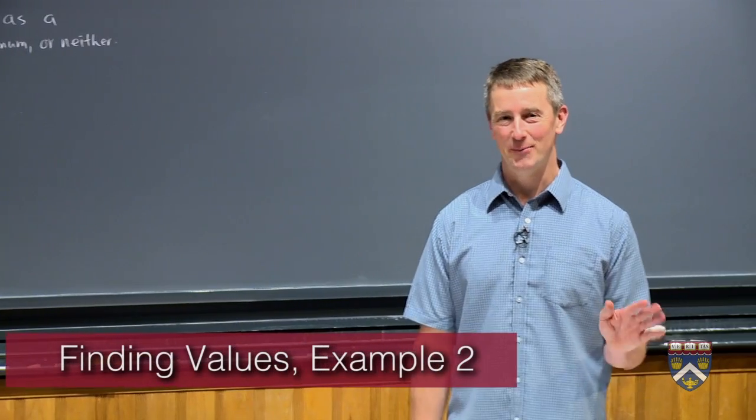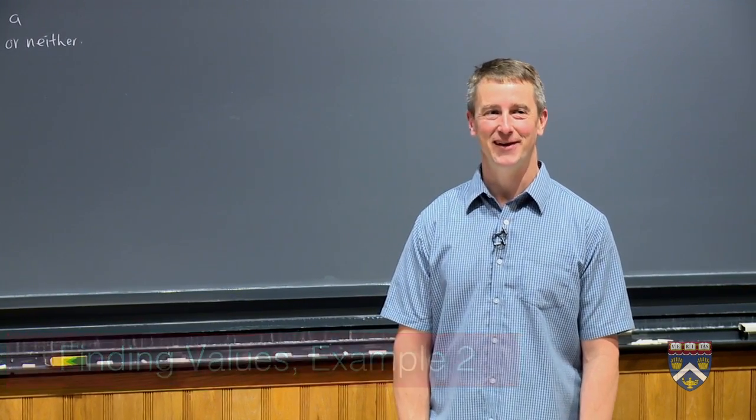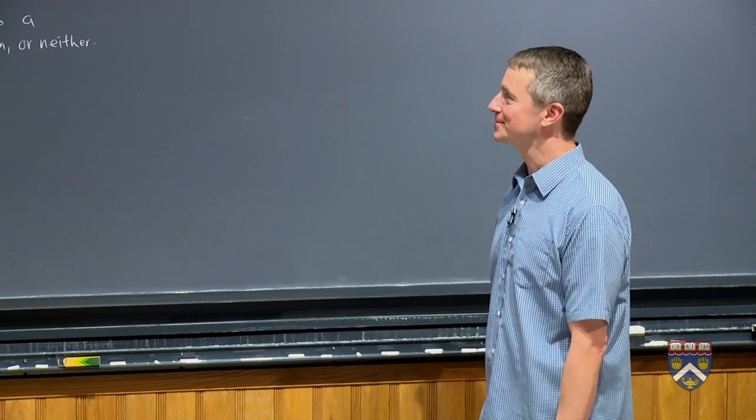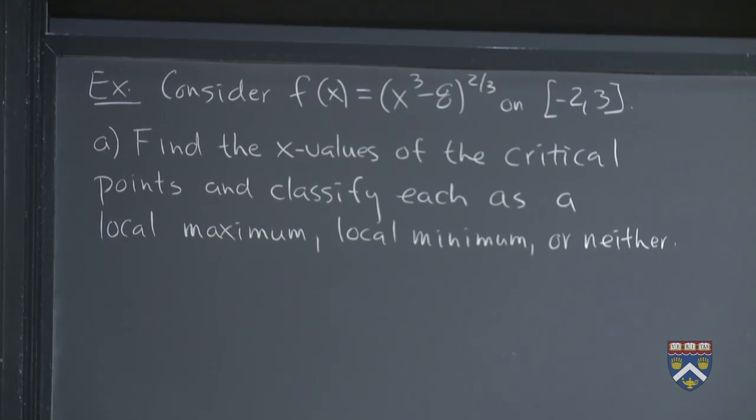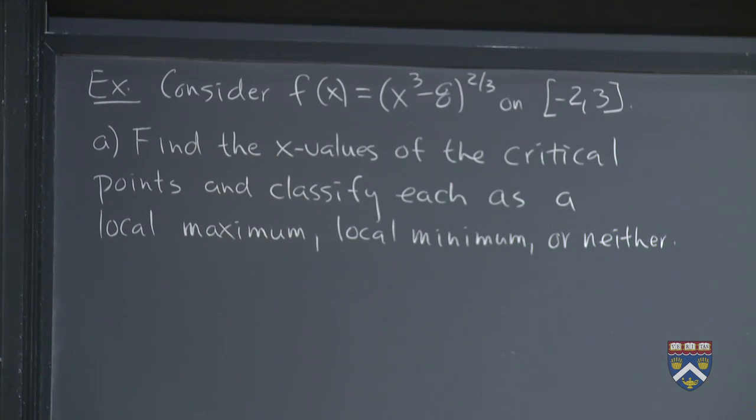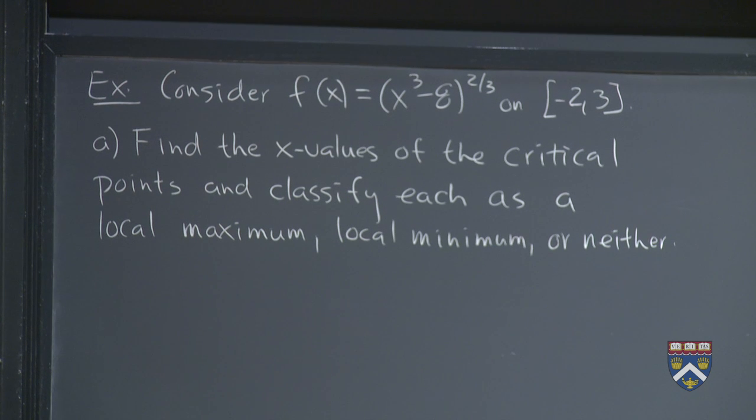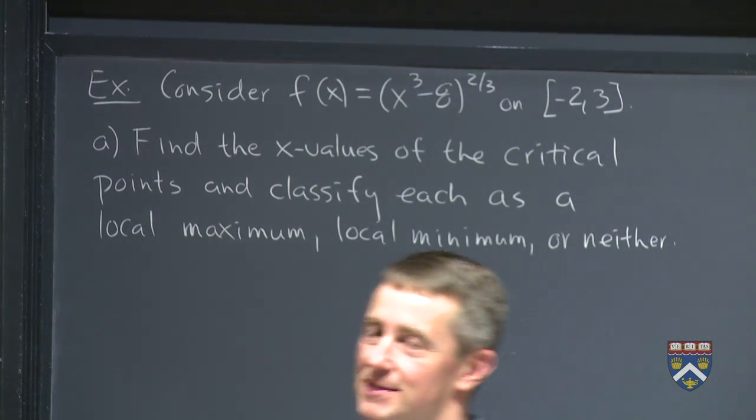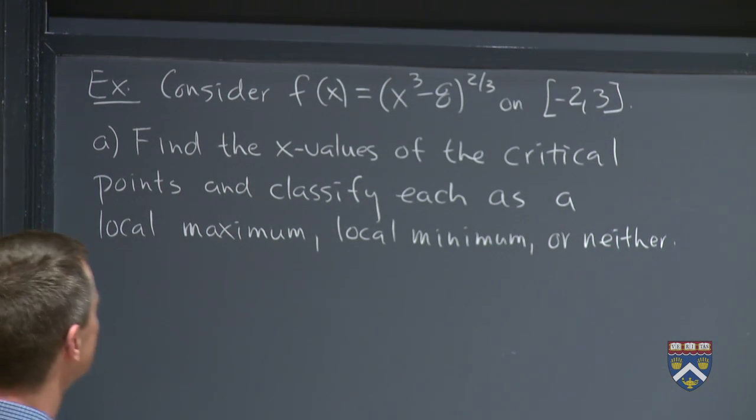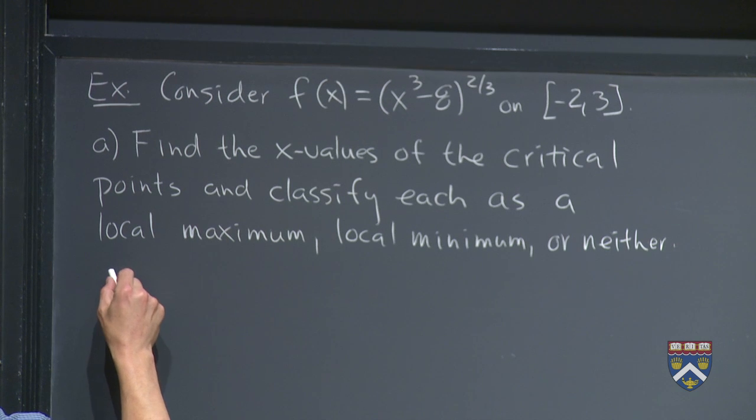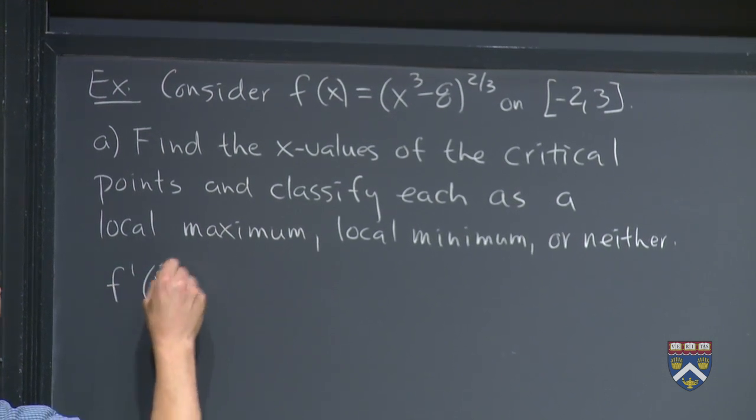All right, now that we understand the basic procedure for finding extreme values, let's look at a more interesting function. Our function is (x cubed minus 8) to the 2/3 power on the interval -2 to 3. Part A is the same as it was last time. We want to find the local extrema. So what rule should we be using for this?